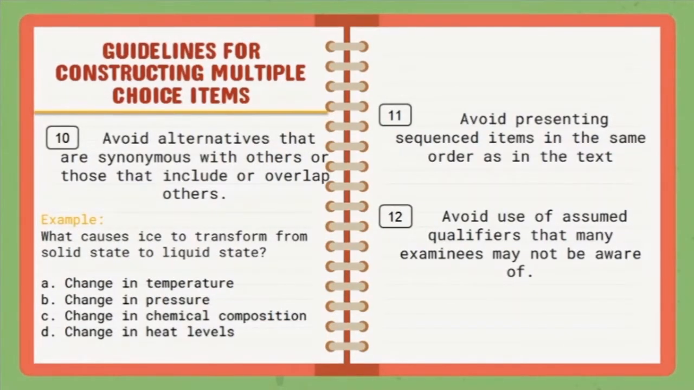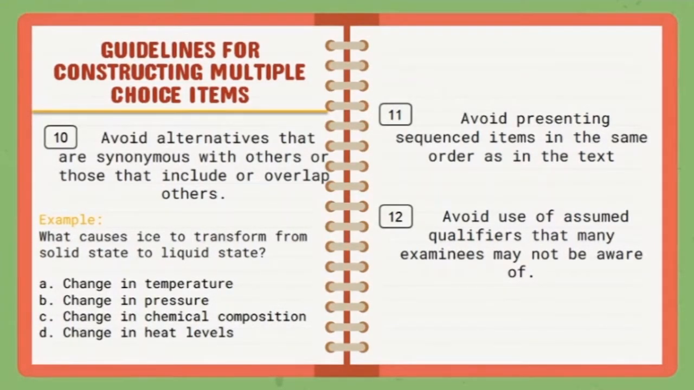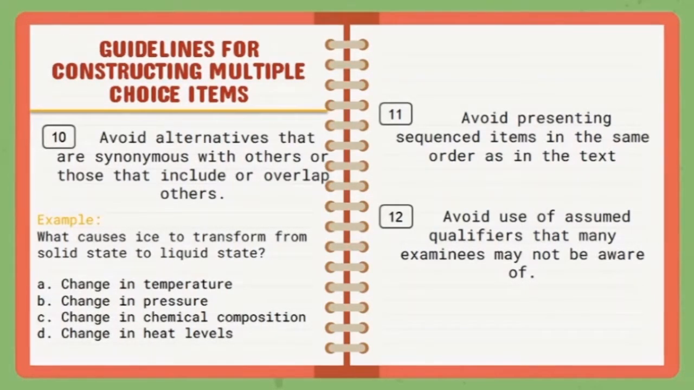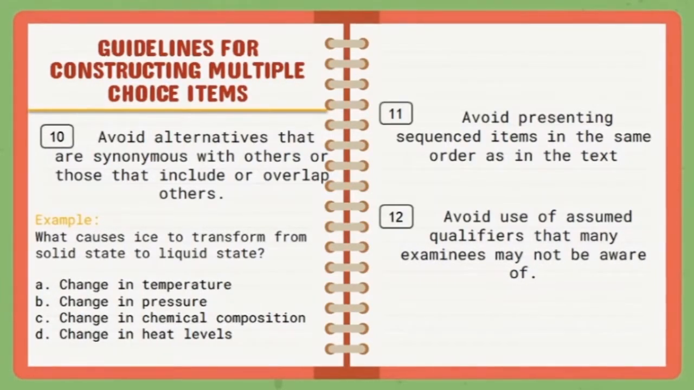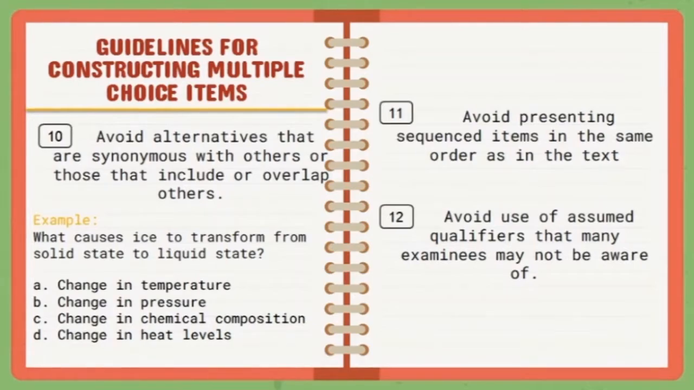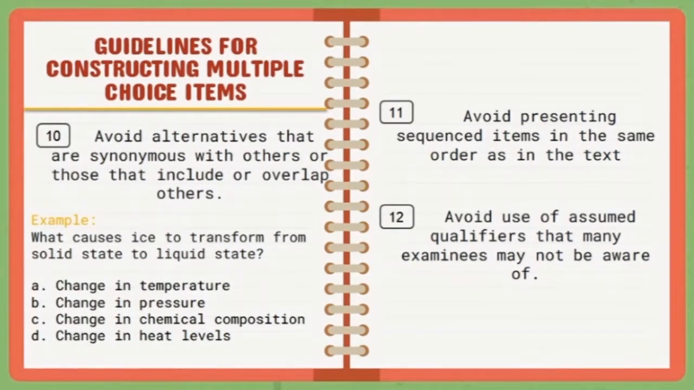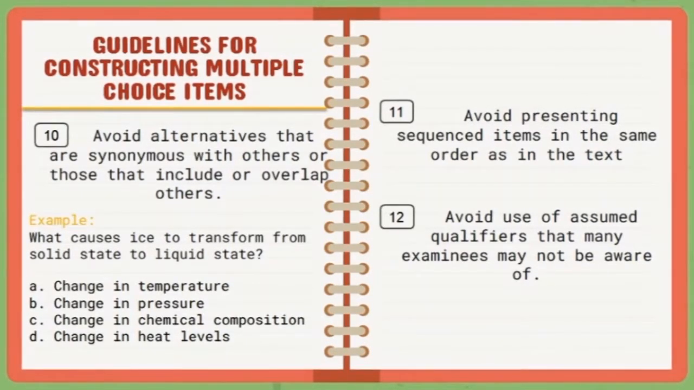Number 10. Avoid alternatives that are synonymous or with the same meaning with others, or those that include or overlap others. For example, what causes ice to transform from solid state to liquid state? A. Change in temperature. B. Change in pressure. C. Change in chemical composition. D. Change in heat levels.